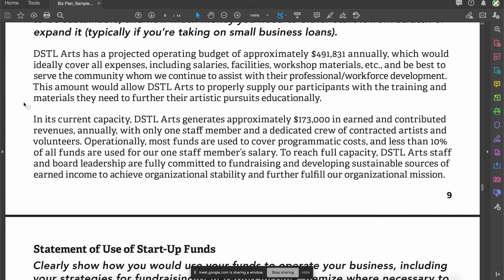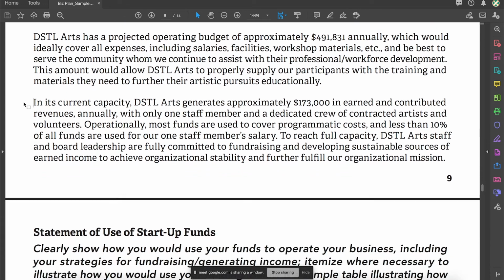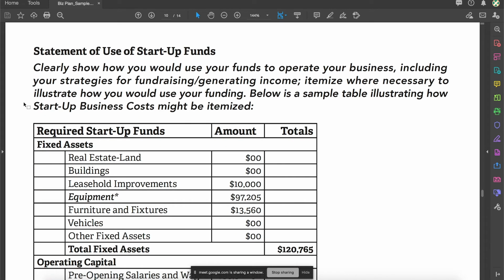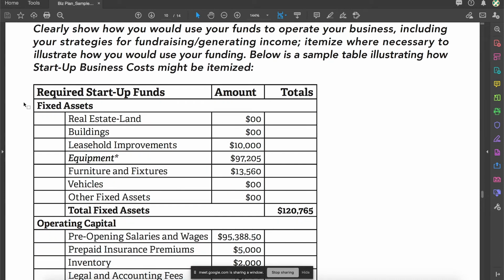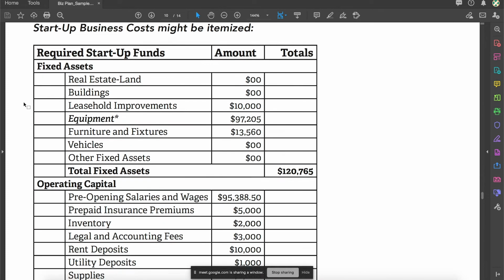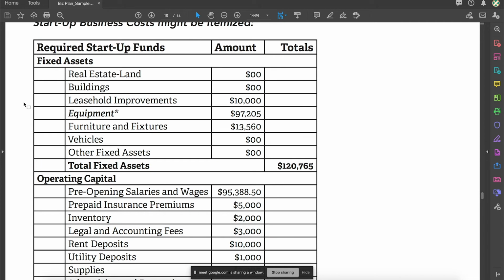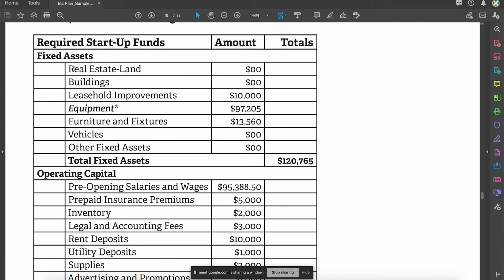Now, if you're going to be requesting money, especially if you're requesting a small business loan, you're going to need to itemize, and you're going to have to show them exactly how you plan on using the money and how you plan on actually making the money back, so that you can pay the loan off and also show that you are running a sustainable business. So here I give an example of a little table that you might consider using when you're requesting a loan to actually start a business. If you're going to actually buy land, you would use this section.